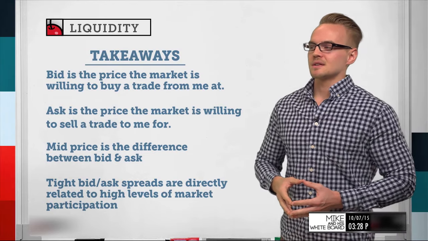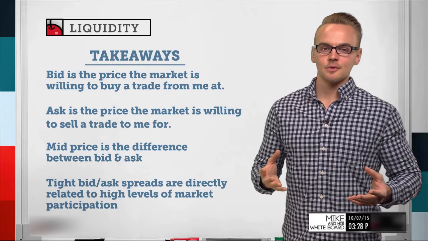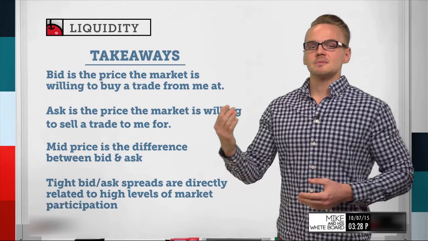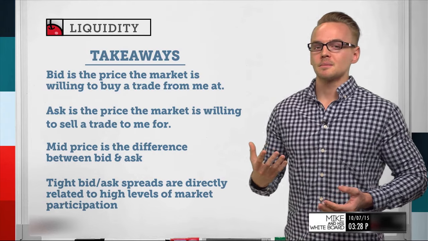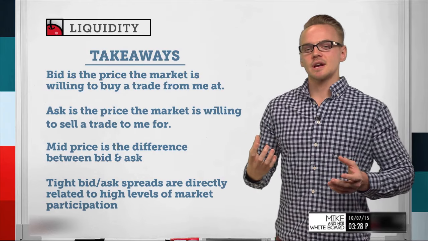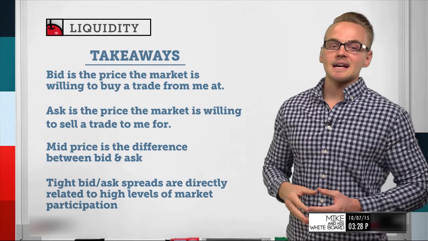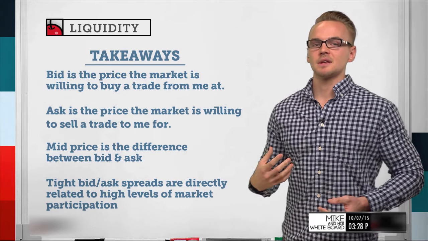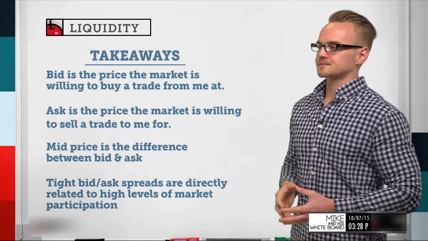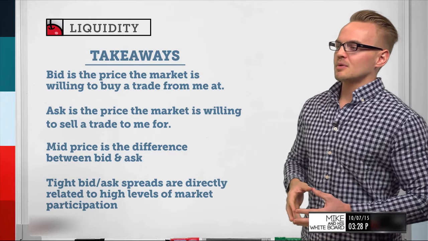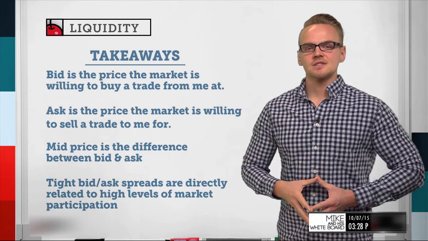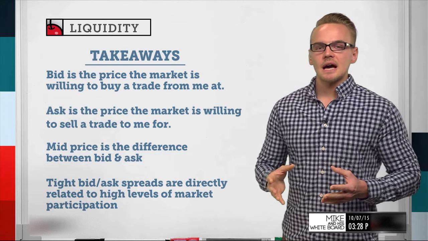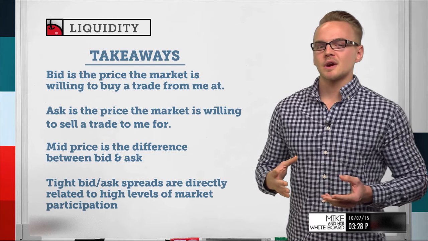Ask is the price the market is willing to sell a trade to me for. So on the other side, if I wanted to buy something like a call spread or a put spread, as long as it's a debit trade, it's going to be the ask. That's pretty much the price that the market is willing to sell me that trade or contract for. And mid price is the midpoint between bid and ask. So you'll see on the network a lot, we're going to be routing things for the mid price.